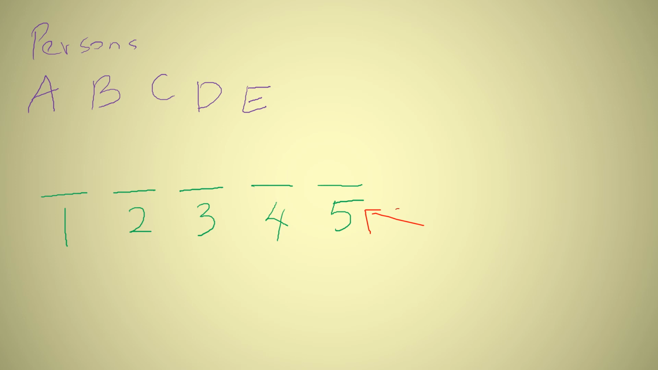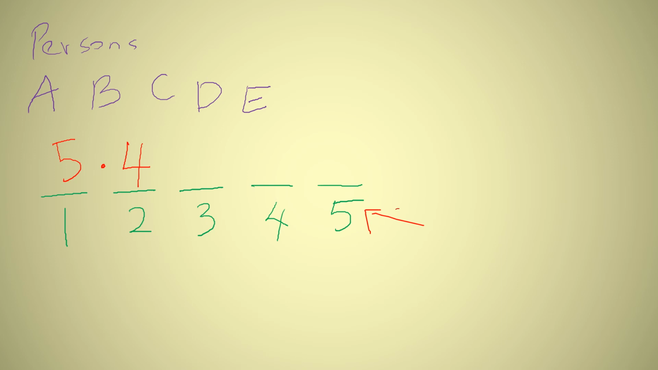We could say, look, 5 different people could sit in chair 1. So for each of those scenarios, 4 different people could sit in chair number 2. Now for each of these scenarios, so we have 5 times 4, which is 20 scenarios where we've seated seat 1 and seat 2.